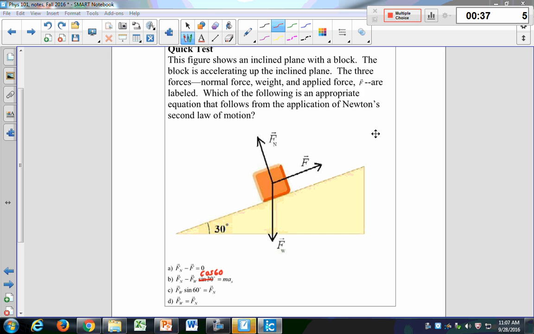Now what you want to do, you'll draw your coordinate system. You'll figure out this angle. You'll resolve your vectors. You only need to resolve this one vector. And then you can go through and figure out which of these equations is correct or incorrect.